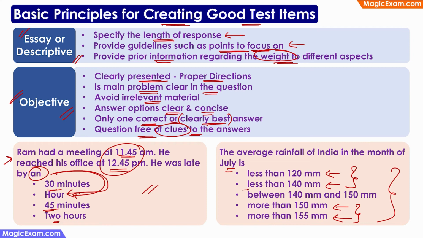And I've also given one option as a range, and here I'm saying less than or more than. So it has a mishmash of different options. So this is not a clear and concise question. Whenever you are creating an objective type question, these are the basic fundamental rules that you have to follow.